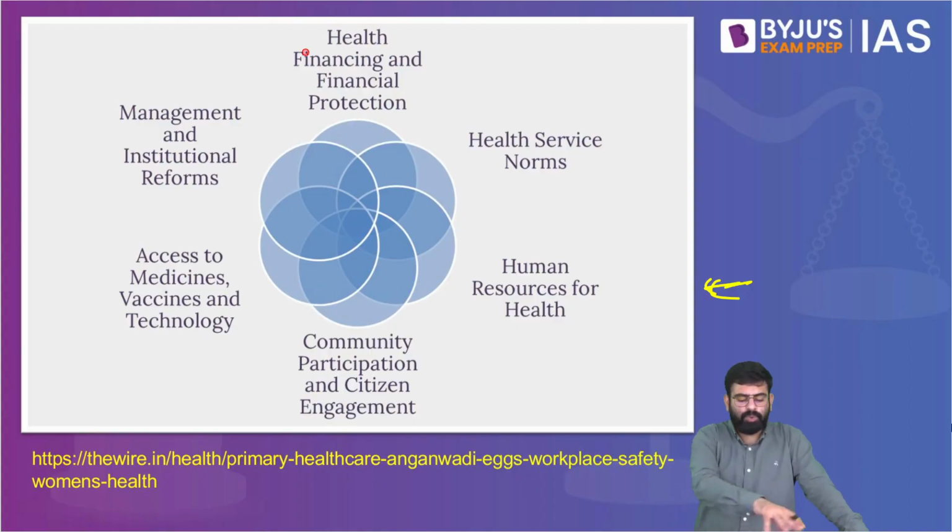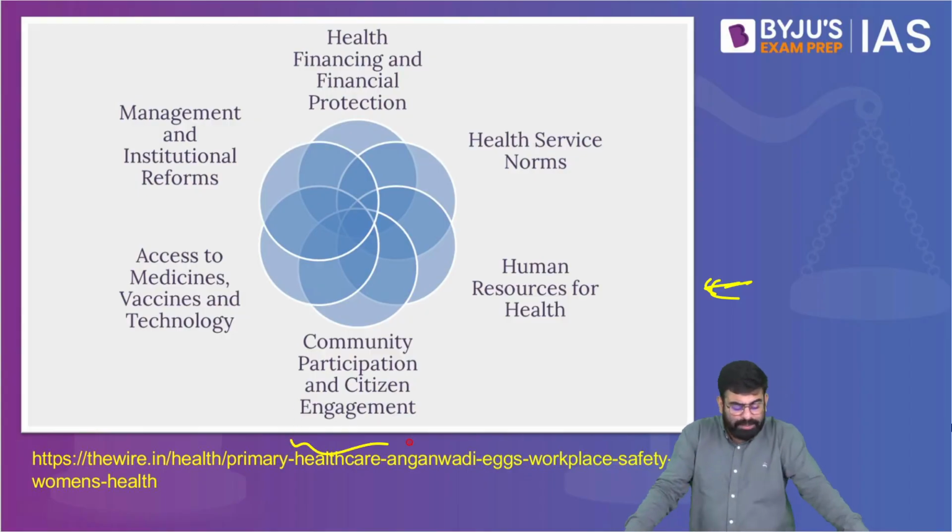Now, do you have to write about all these dimensions? No, all these things have been covered through your various government measures, right? So the government already has some plan or program to achieve these. Think about community participation and citizen engagement. You can think of promotive healthcare. What does that lead to? Citizen participation.